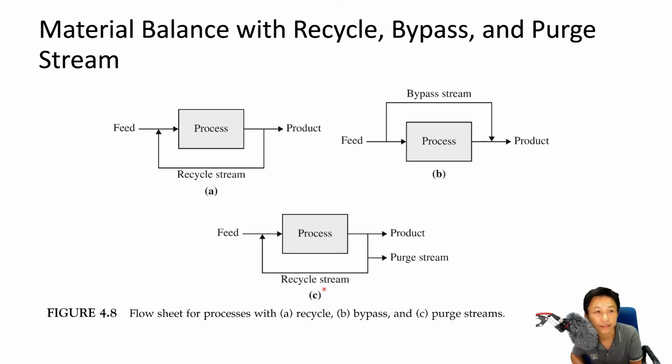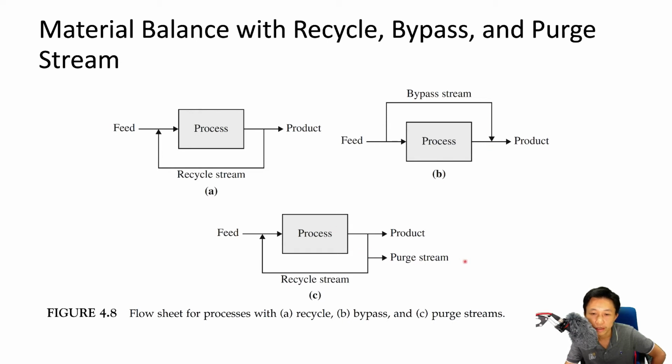And for this one, you have something to recycle back. This is the recycled stream, because sometimes we just want to have more reaction, so we have more conversion. Conversion means your reactant is converted to the products. This is bypass, so you do not enter the process, you just bypass it.